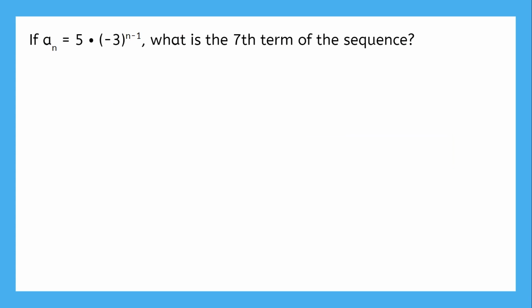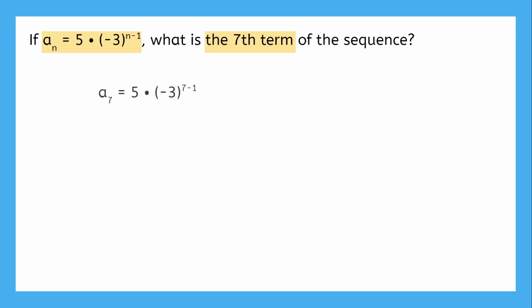If the nth term is 5 times -3 to the power of n minus 1, what is the 7th term of the sequence? This time we've been given an explicit formula, allowing us to jump to any term we want, which is great because we only need the 7th term here.